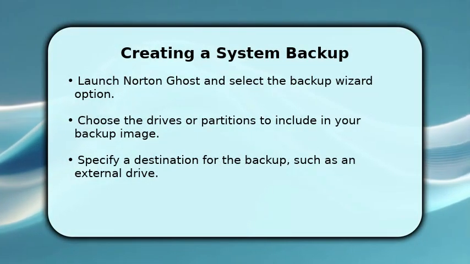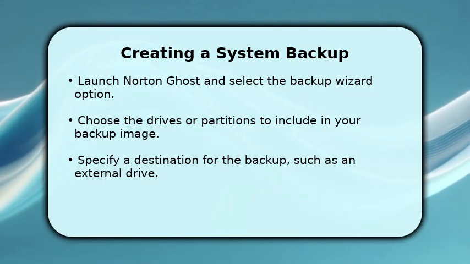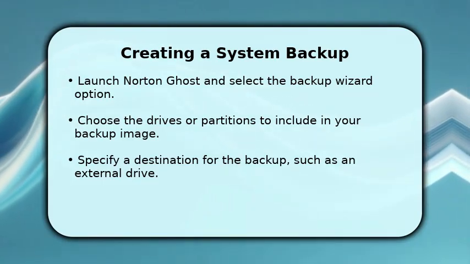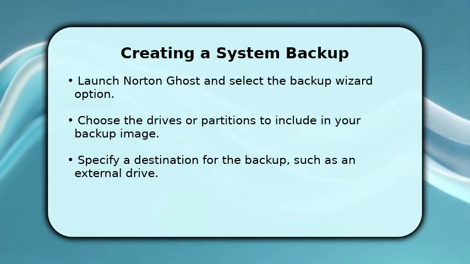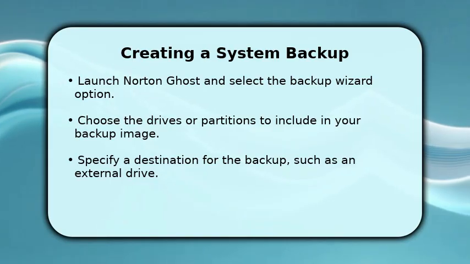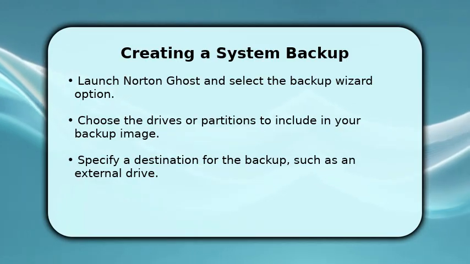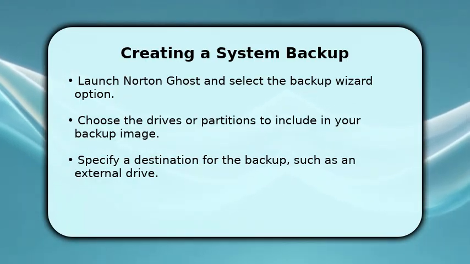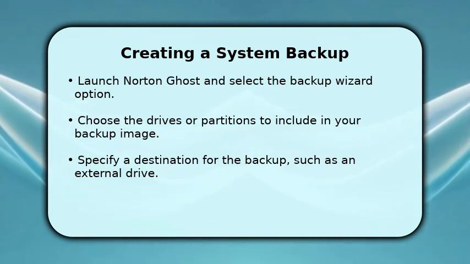Creating a system backup is your first line of defense against data loss. To begin, launch Norton Ghost and select the option to define a new backup. You will then choose which drives or partitions you wish to include in your recovery point. Next, specify a secure location for saving this backup, such as an external hard drive or a network share. Finally, confirm your settings and start the process. This creates a complete image of your system.